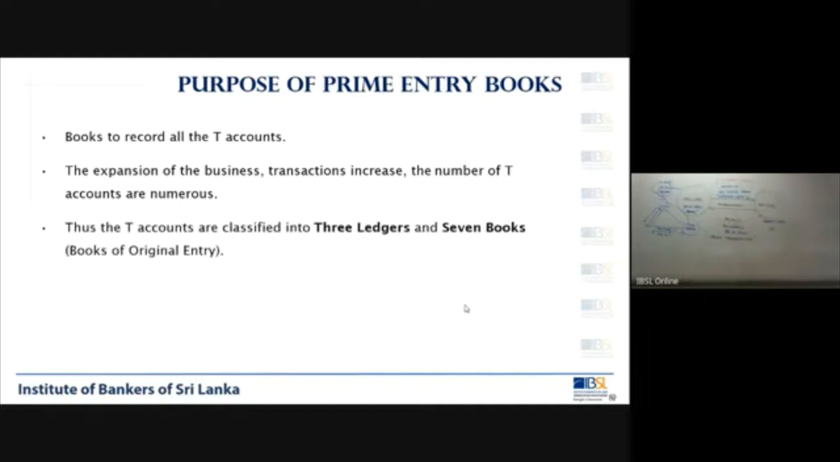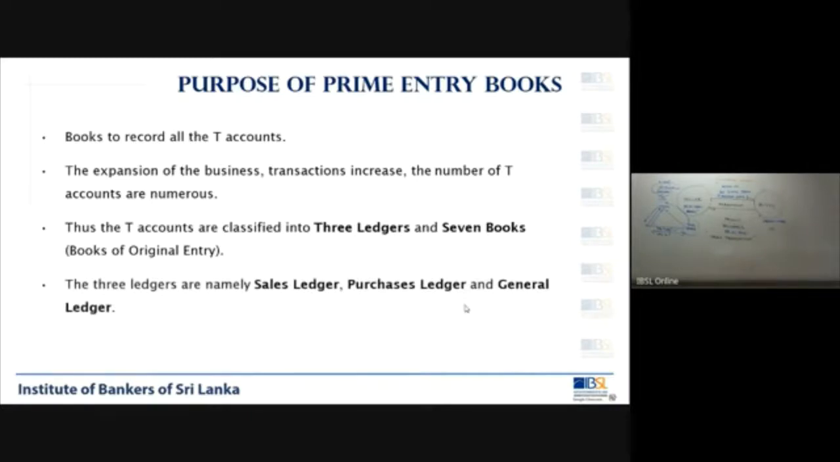So the T accounts are now going to be classified into 3 ledgers. We call them 3 ledgers and 7 books, or 7 day books. These 7 day books are what we are trying to establish as books of prime entry, or books of original entry. So there will be 3 ledgers, and on top of that, you will have 7 day books. That is what we are going to learn under this chapter.